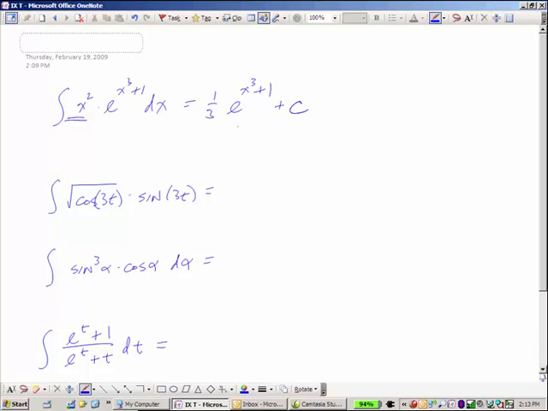And again, you can check. The derivative is going to be 1/3 e to the x cubed plus 1, but don't forget to chain on a 3x squared. The 1/3 times 3 gives you the x squared. That's good. Hey, you're starting to get it.